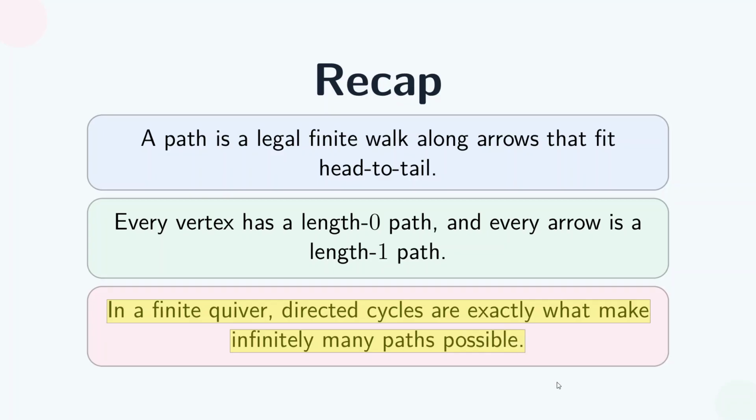So that is the big idea. A path is about movement that is allowed. Not every sequence of arrows works. Only the ones that connect properly. Once that fitting condition becomes natural, the whole notion of path becomes very clear. And this idea will be the foundation for everything that comes next.